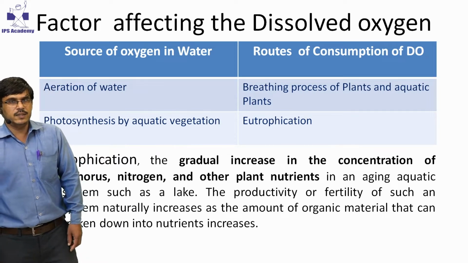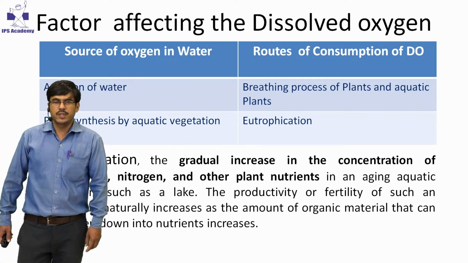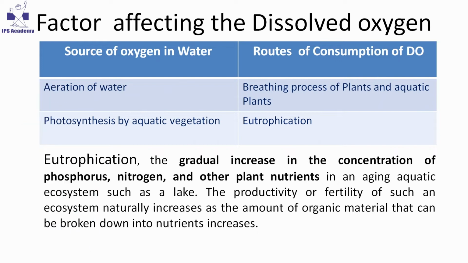The next thing is, what is eutrophication? Eutrophication is termed as the gradual increase in concentration of phosphorus, nitrogen and other plant nutrients in an aging aquatic ecosystem such as a lake. The productivity or fertility of such an ecosystem naturally increases as the amount of organic material that can be broken down into nutrients increases.